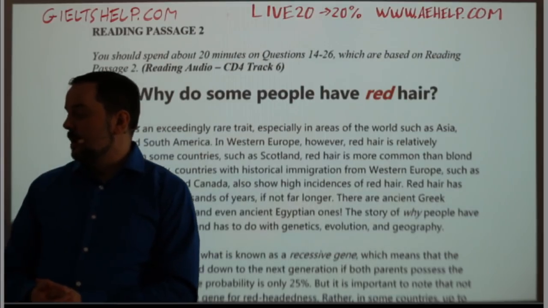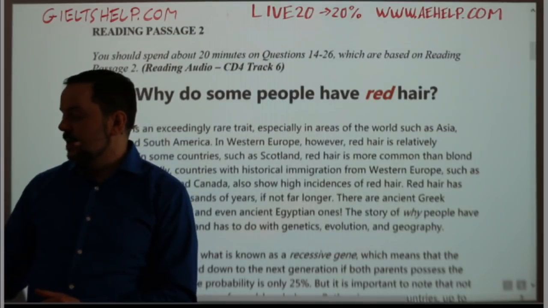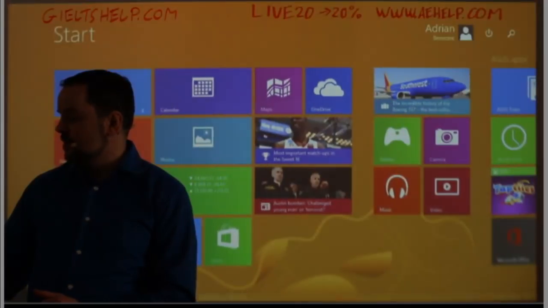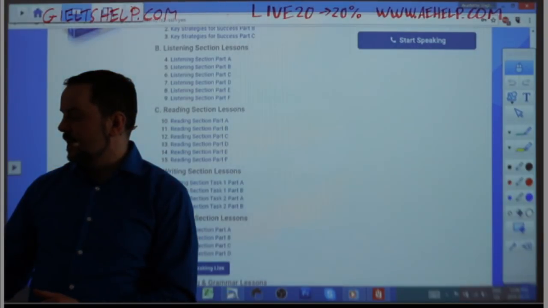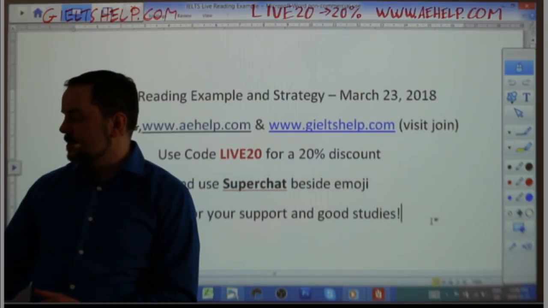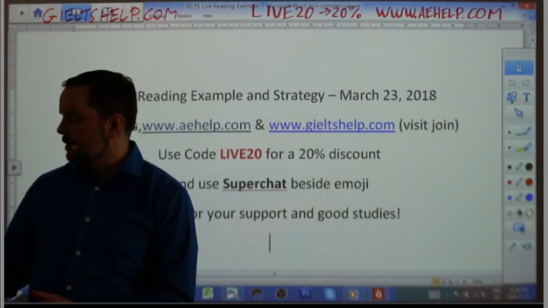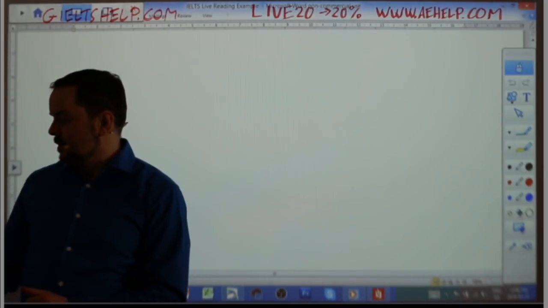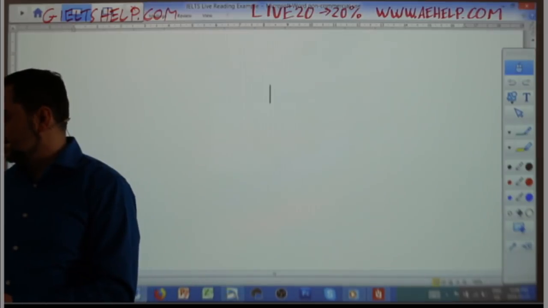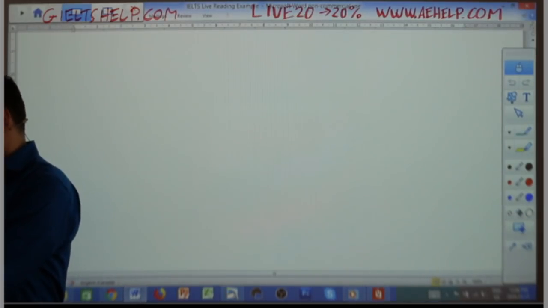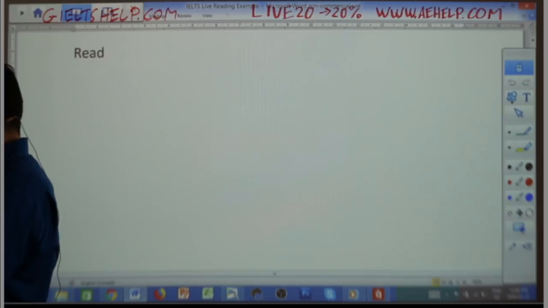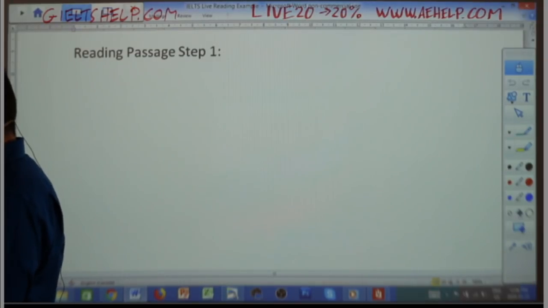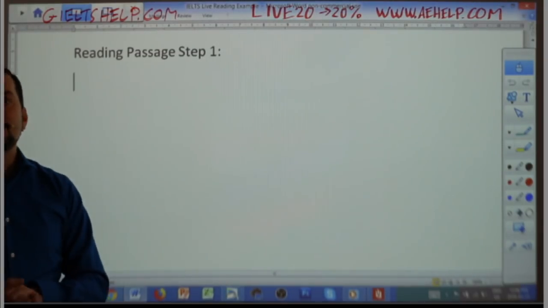Awesome. So before we get heavy into the reading, let me ask you a few important questions. What is the first step when you get to the reading passage? So what should be the first step? What do you need to do first? So what do you need to do as step 1?